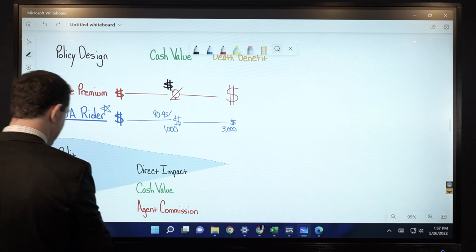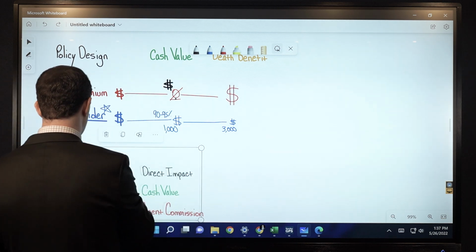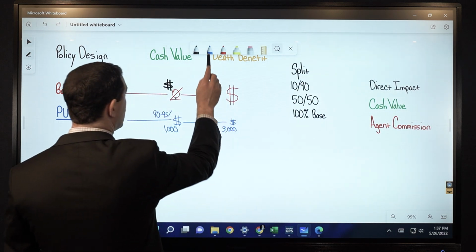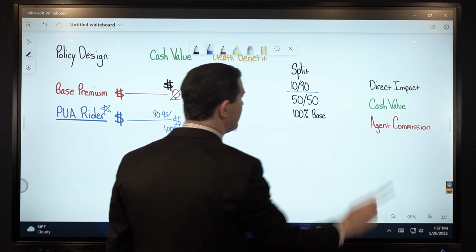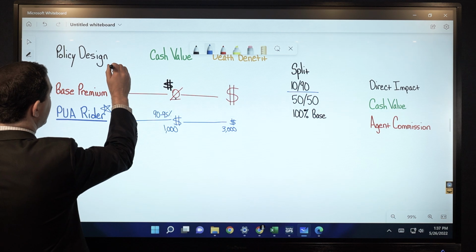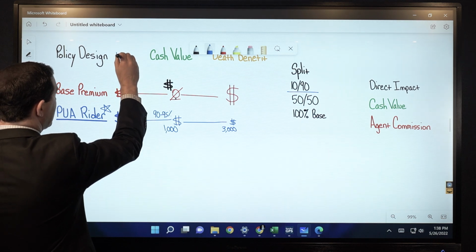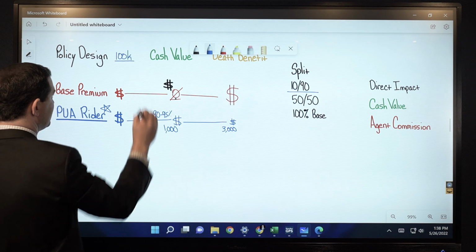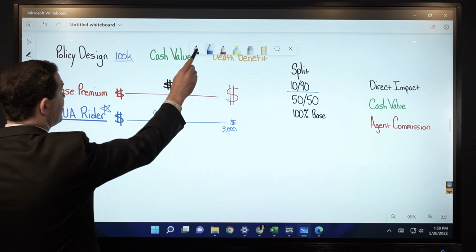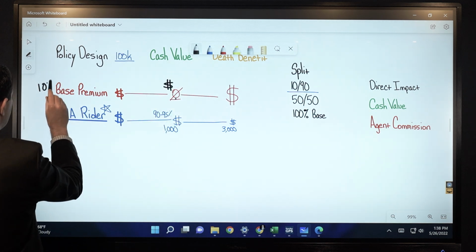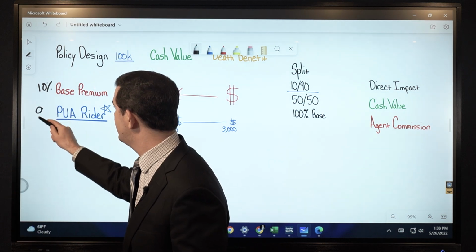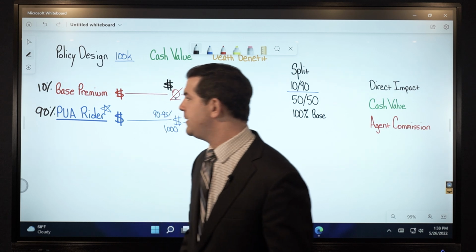When we look at a split, what this refers to is: where is my money going? So we've got this term over here, this 10/90 split. What does that mean? Well, this represents, if I'm paying in, let's call it $100,000 per year into a life insurance policy, and I've got a 10/90 split, that means that 10% of the total payment, which would be $10,000, is allocated toward the premium, and then the other 90% is allocated toward the PUA rider.